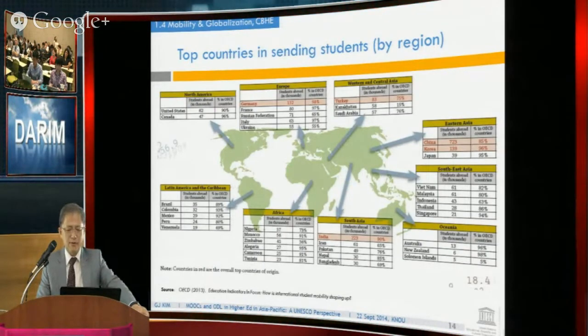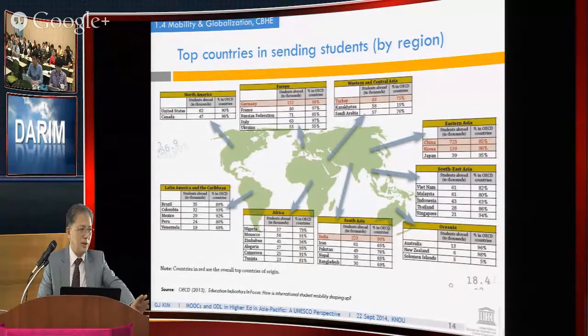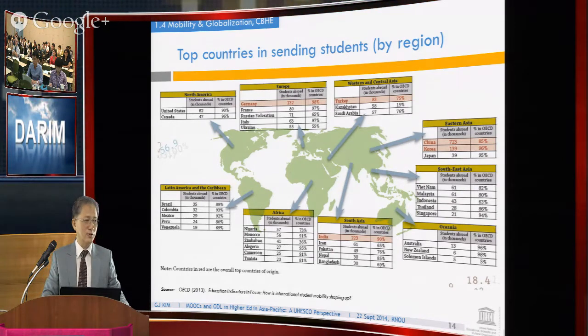So for your reference, these are top countries in sending students in Asia: China, Korea, and India. Malaysia used to send lots of students, but thanks to the internationalization, I think Malaysia, in one way or the other, has been successful to retain their students.